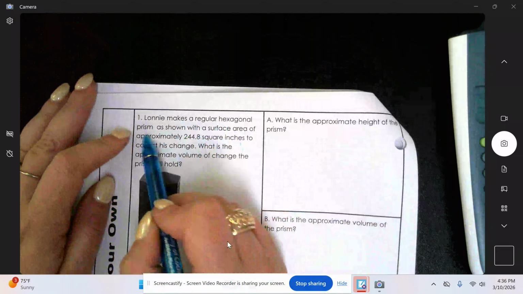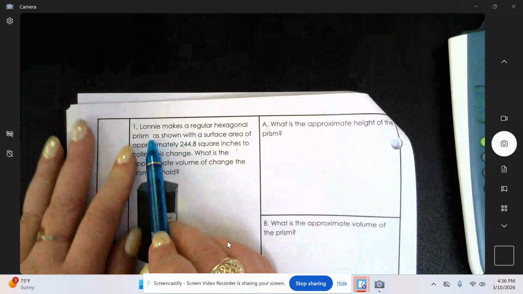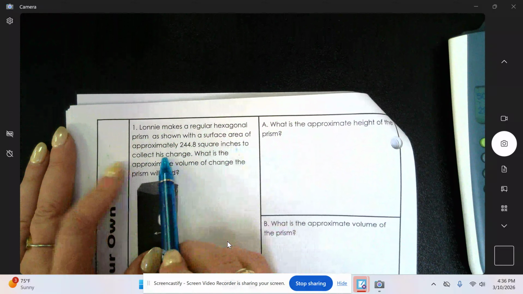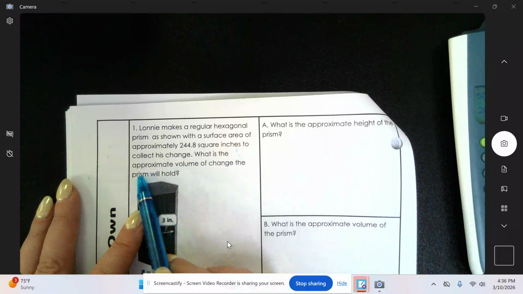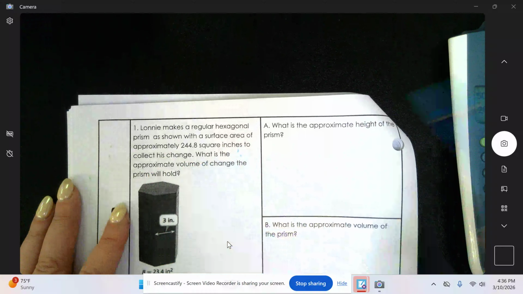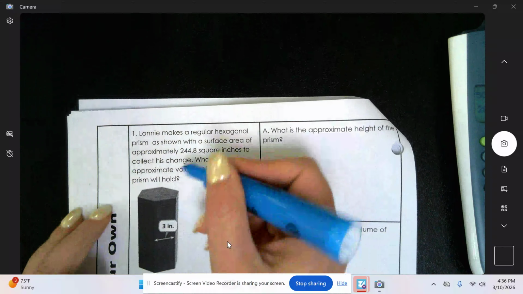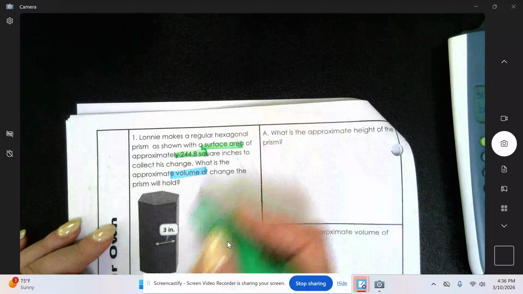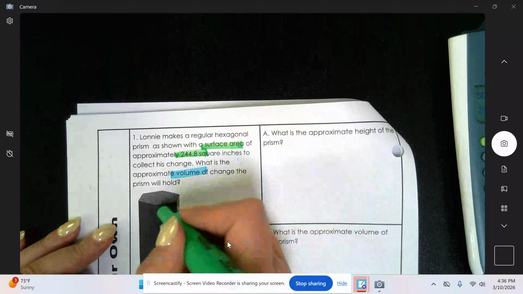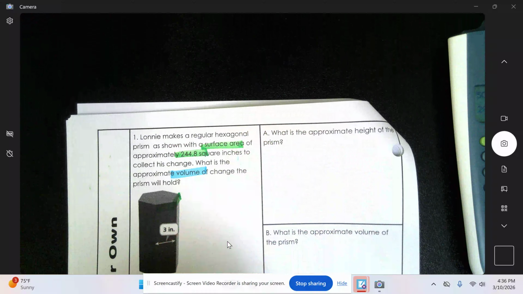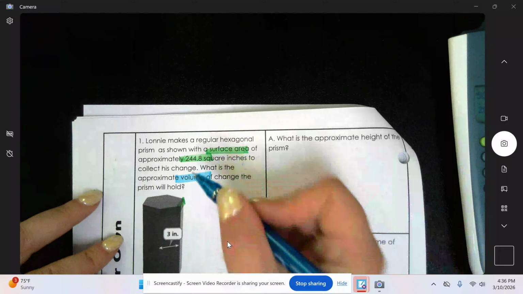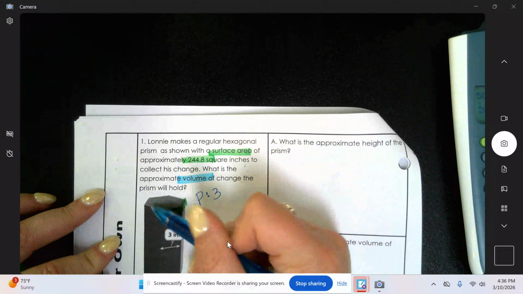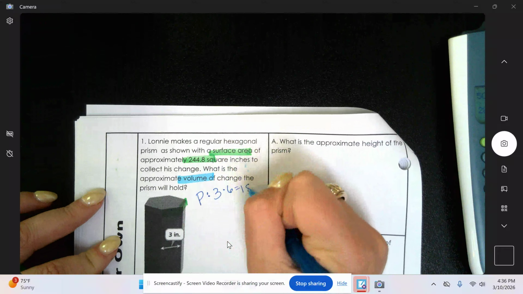Alright, Lonnie makes a regular hexagonal prism as shown with a surface area of approximately 244.8 square inches to collect his change. What is the approximate volume of change that the prism will hold? So we're looking for volume. We've been given the surface area. We know the B, and we know each side length is 3. And so if we know each side length is 3, then we also know the perimeter. We can find the perimeter is 3 times 6 sides, which gives me 18.